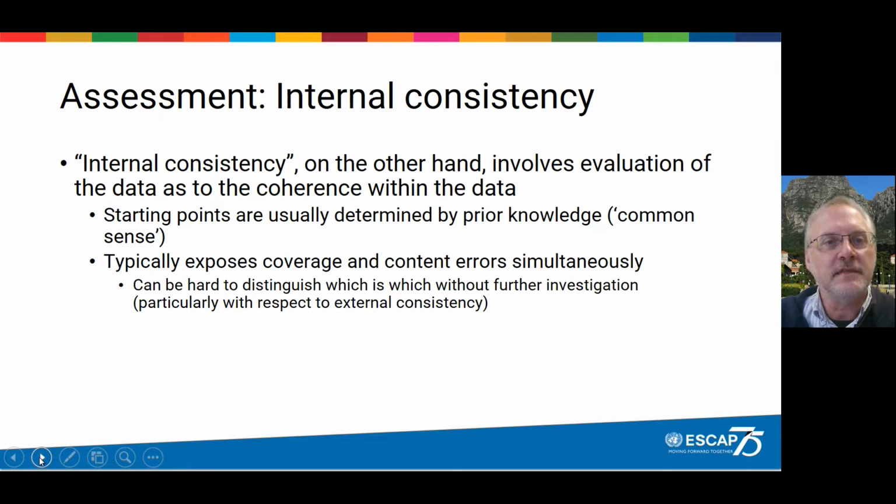The second form of assessment is what we call internal consistency, which involves evaluation of the data as to the coherence within the data. And here, our starting points are usually determined by prior knowledge or common sense. What would we expect to see in the data? One of the difficulties of trying to assess data using internally consistent methods is that they typically expose coverage and content errors simultaneously. And it can be very hard to distinguish which is a coverage error and which is a content error without further investigation, which would then further require some checks with respect to external consistency.